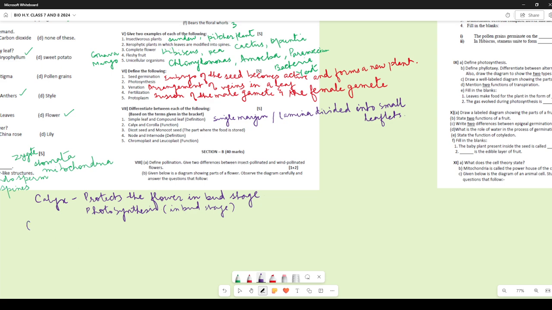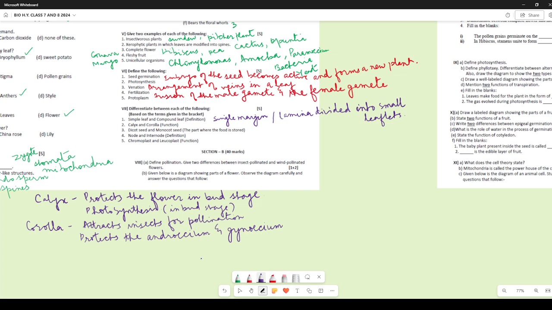Now what about corolla? Corolla is generally brightly colored, so it attracts insects for pollination. Then it also protects the inner lying whorls, which are the androecium and gynoecium. Androecium and gynoecium are enclosed inside the corolla, so it protects them as well.